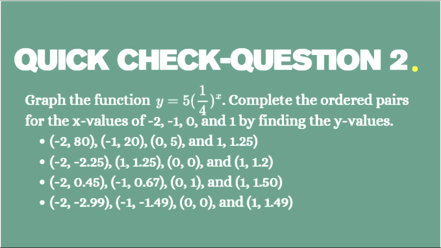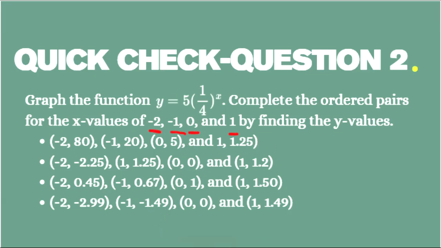Quick check question number 2 says graph the function y equals 5 times 1/4 raised to the power of x. Complete the ordered pairs for the x values of -2, -1, 0, and 1 by finding the y values. So you do what we've been doing and do it for -2, -1, 0, and 1. Those are all your x values. Create your little table. You'll get your y values, and then you figure out which one of these is right.